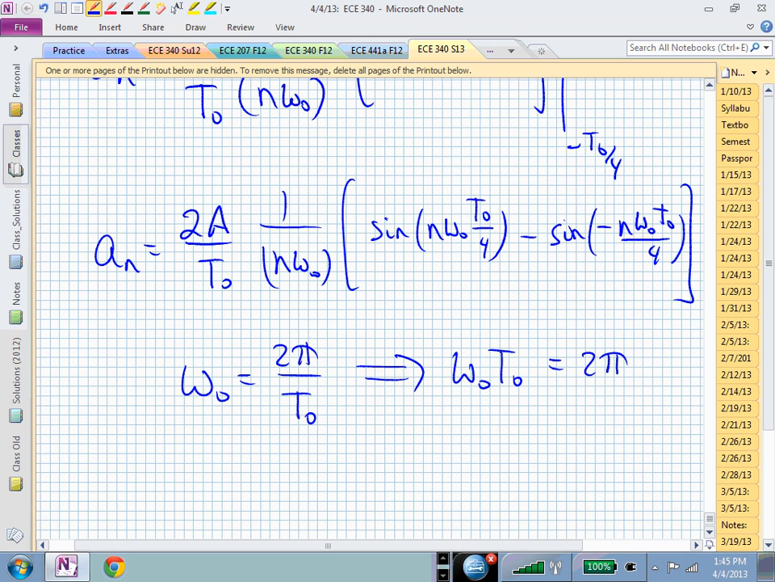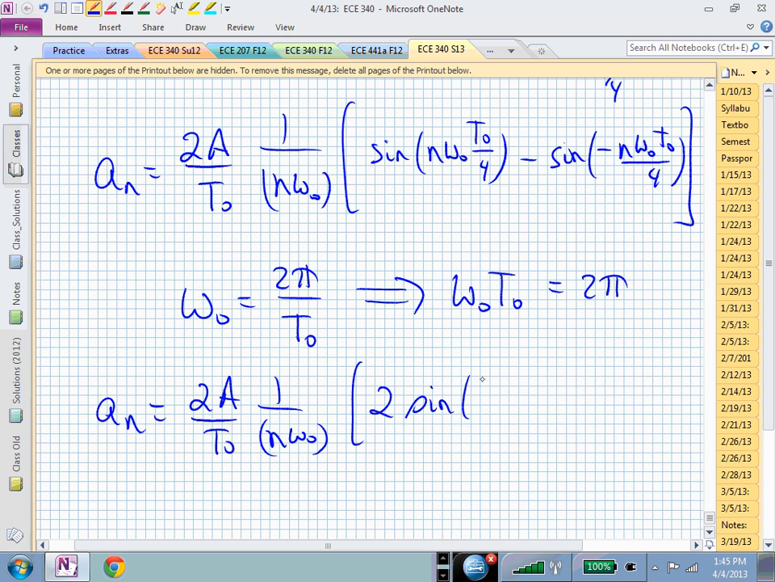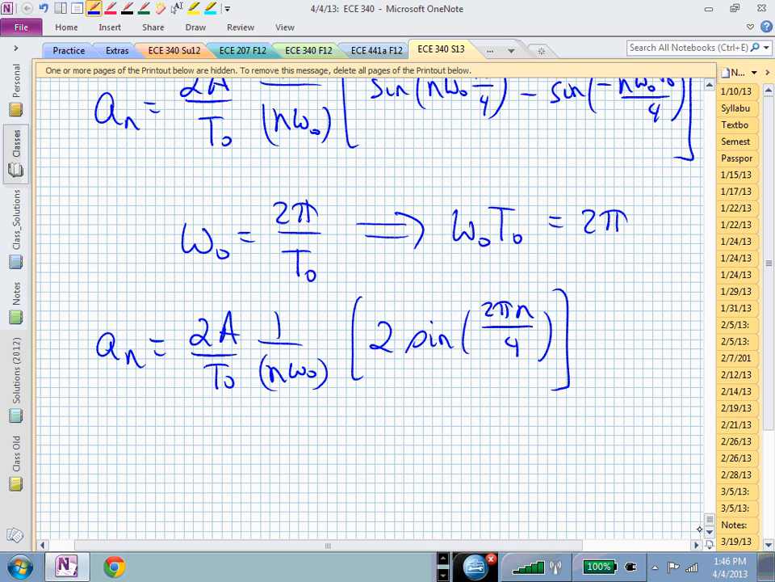Is that okay? So that we now have a sub n is equal to 2A over T naught, 1 over n omega naught. We now have a 2 sine of, what do we have here? We have 2 pi, that's omega naught T naught, times n over 4. Is that okay? And we also have out front, what do we have? We have 2 pi in the denominator. And we'll cancel that, and we'll pull this 2 and that 2, and that 2 will come out.